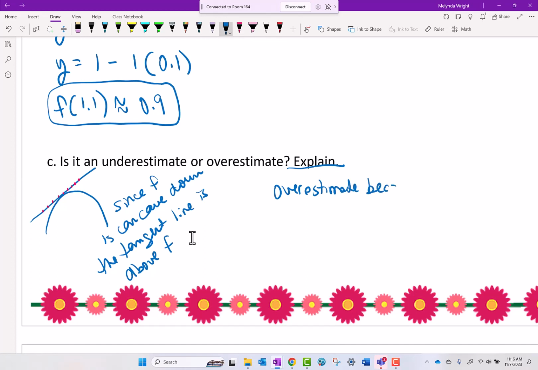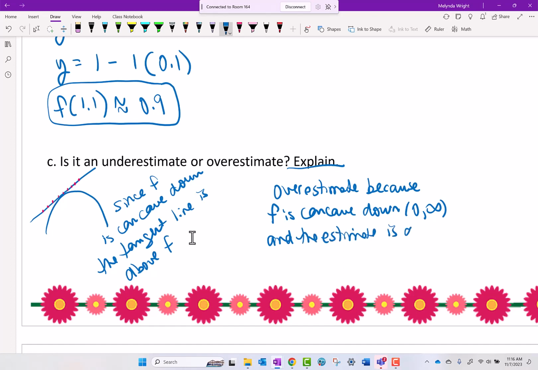because f is concave down, and they tell us from 0 to infinity. You really need to write that. Please don't just say concave down, from 0 to infinity, and the estimate is at x equals 1.